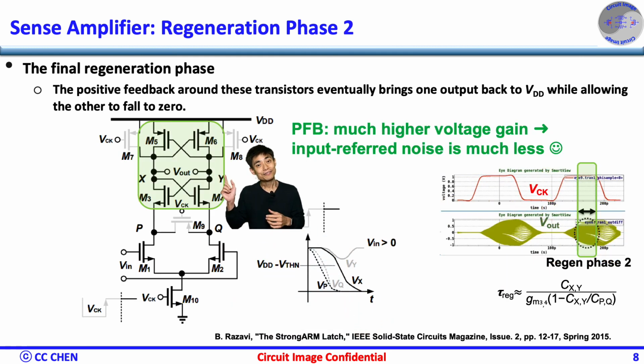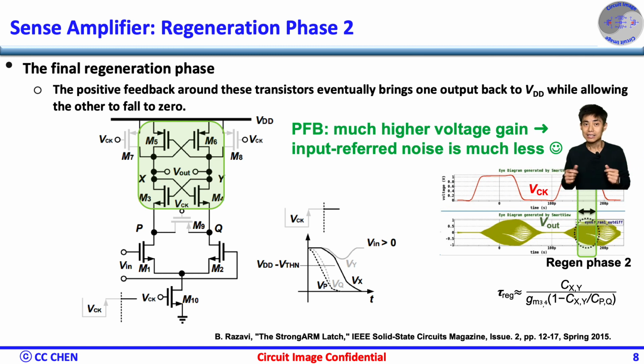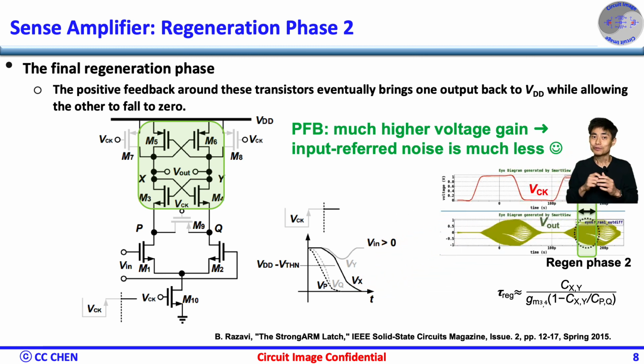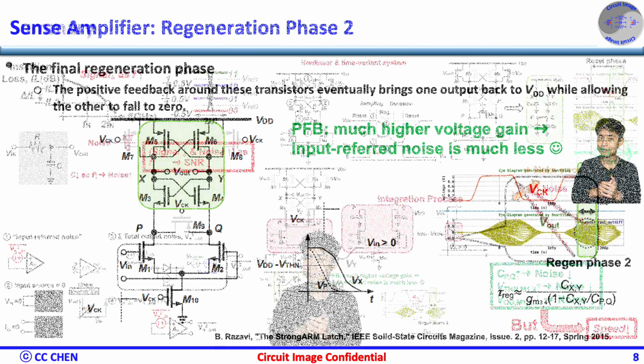Correct. The final regeneration phase will finish the whole positive feedback around these transistors and eventually bring one output back to VDD while allowing the other to fall to 0. Intuitively, the outputs have reached rail-to-rail level with a much higher voltage gain in the end. Therefore, the input referred noise from M3, 4, 5, and 6 is much less at this phase.